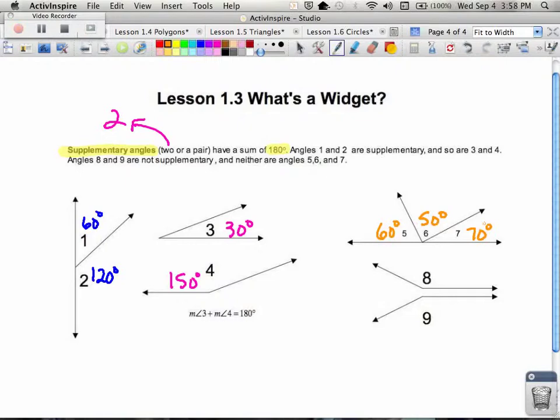So in the orange, we have a non-example of what's not supplementary, also what's not a linear pair. In angles 8 and 9 down below, we notice that both of these angles are obtuse, meaning that they're more than 90 degrees, but less than 180. For example, I might have angle 8 be 160 degrees, and maybe angle 9 is 150 degrees, and that total is definitely more than 180, and so I know that angles 8 and 9 are not supplementary. So something that's important to know: number 1, they have to add up to 180, number 2, that can only be 2 angles.